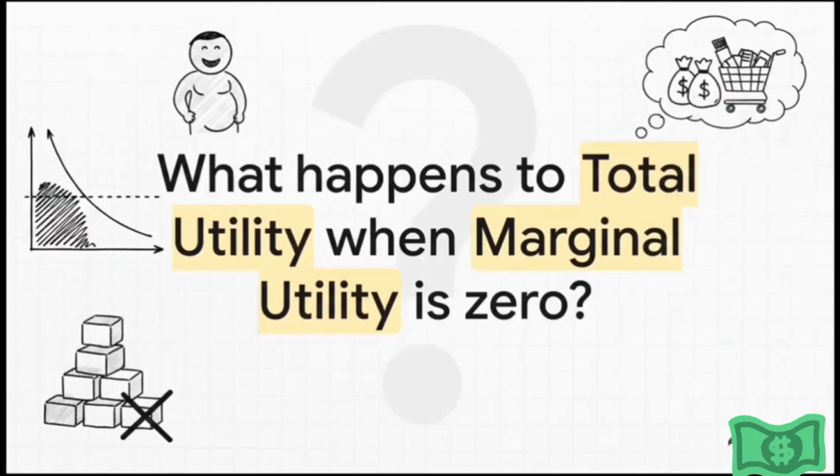Okay, let's pause and think for a moment. Look back at that table. At the 5th unit, what was the marginal utility? It was 0. So at that exact point, what was happening to the total utility? Well, if you check, the TU was at 24, which was its highest point. This is a relationship you must remember. When marginal utility falls to 0, total utility is at its absolute maximum. This is also known as the point of satiety.